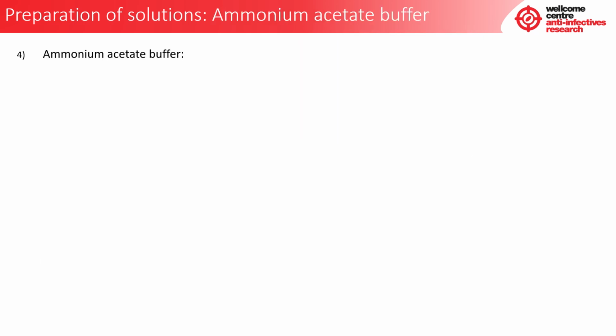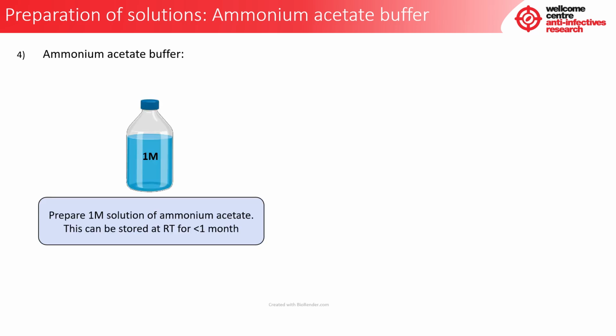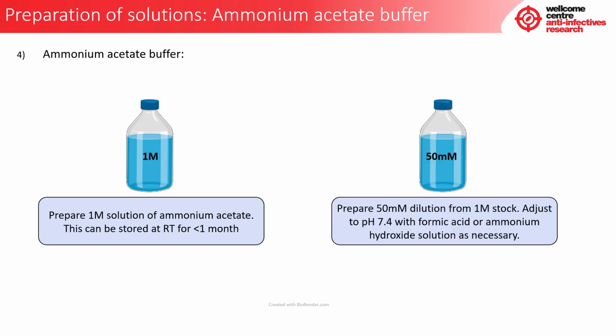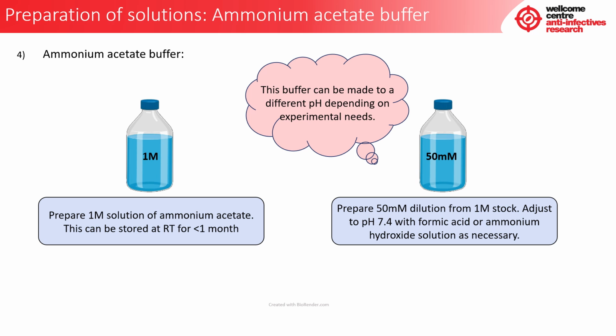Now we can prepare our ammonium acetate buffer. Prepare a 1 molar solution of ammonium acetate. This can be stored at room temperature for up to 1 month. Next, prepare a 50 millimolar dilution from the 1 molar stock. Adjust to pH 7.4 with formic acid or ammonium hydroxide solution as necessary. This can also be stored for up to 1 month. This buffer can be made to a different pH depending on the experimental needs. For this example, our experiment is carried out at pH 7.4.